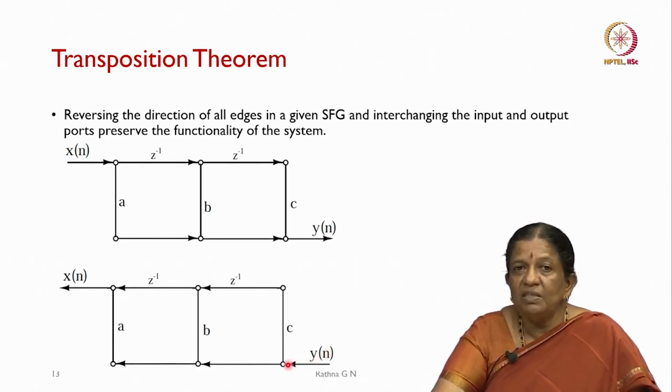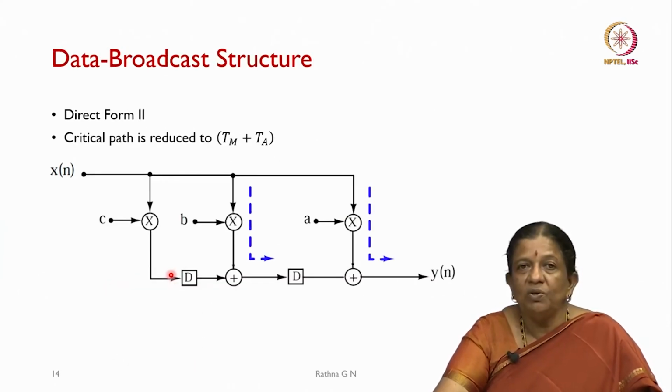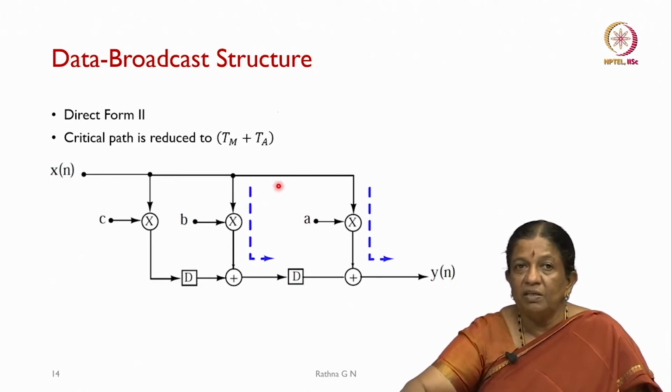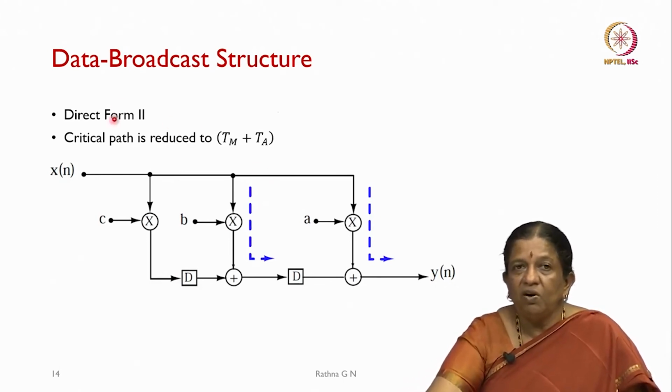As you see, y of n, and then we will be keeping A, B, C as they are. So, this has changed. Now, what is going to happen? We will incorporate this into our data flow graph from the signal flow graph. We call that a direct form 2 structure. We also call that a data broadcast structure, and in this case you will see that the critical path, without adding any delay elements, has become Tm plus Ta. We will see in a while how this works.